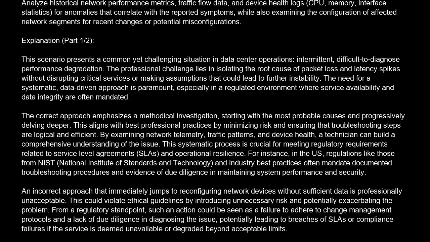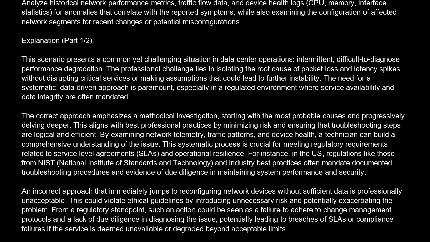The need for a systematic, data-driven approach is paramount, especially in a regulated environment where service availability and data integrity are often mandated. The correct approach emphasizes a methodical investigation, starting with the most probable causes and progressively delving deeper. This aligns with best professional practices by minimizing risk and ensuring that troubleshooting steps are logical and efficient. By examining network telemetry, traffic patterns, and device health, a technician can build a comprehensive understanding of the issue. This systematic process is crucial for meeting regulatory requirements related to service-level agreements, SLAs, and operational resilience.